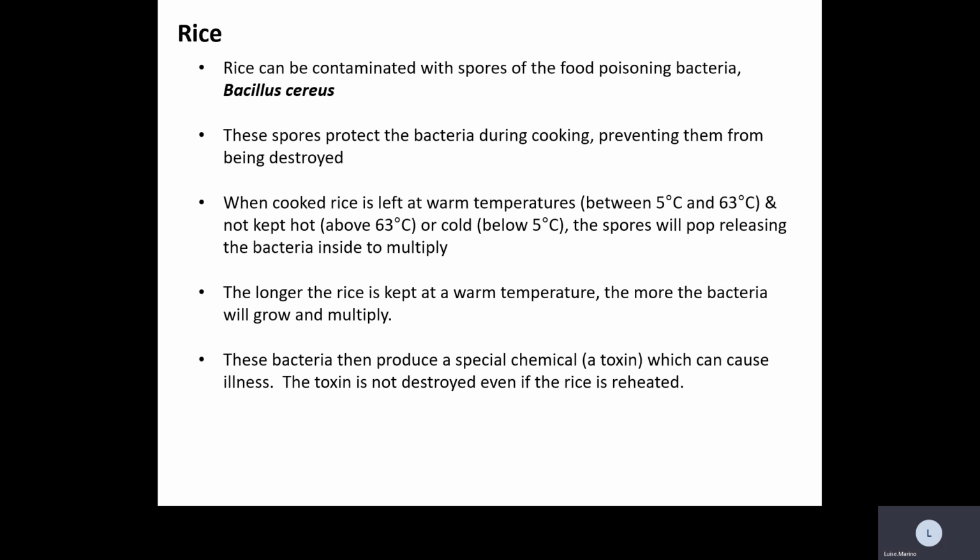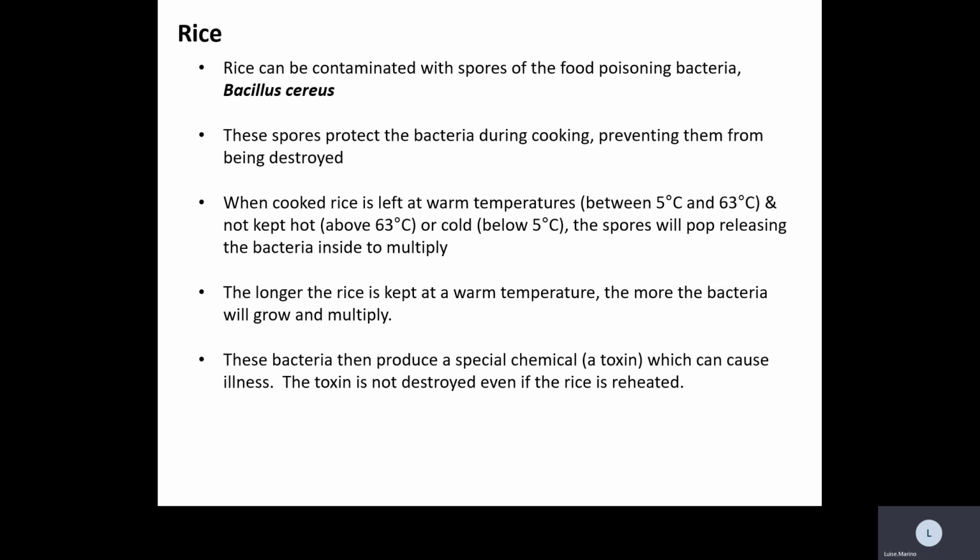Rice is one of those fairly innocuous looking things, but it can be very dangerous. Rice can be contaminated with spores of the food poisoning bacteria Bacillus cereus. These spores protect the bacteria during cooking, and they prevent them from being destroyed. So when rice is left at warm temperatures between 5 and 63 degrees and not kept hot or cold, the spores will pop and release the bacteria, and they multiply inside. The longer rice is kept at a warm temperature, the more bacteria will grow and multiply. And these bacteria produce a special toxin chemical, which can cause an illness. And the toxin is not destroyed even when the rice is reheated.